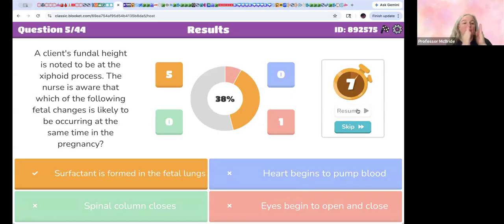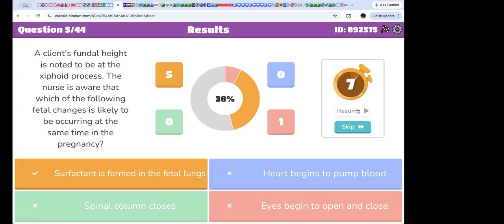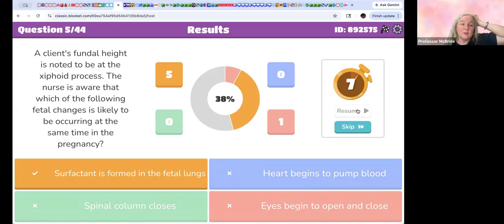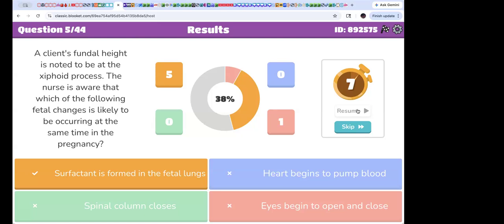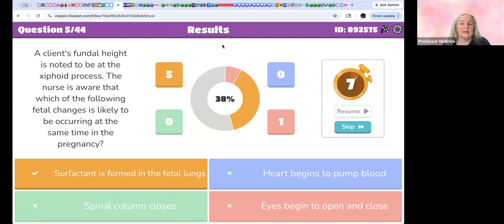Because first, we got to think about the fundal height. It says the fundal height is noted to be at the xiphoid process. So what does that mean as far as how far along she probably is in her pregnancy? She's towards the end of her pregnancy, at least term. Do you guys remember how to measure fundal height? No? Okay, we'll talk about that one too. Does anybody know how to measure fundal height? Yes, Kimberly?